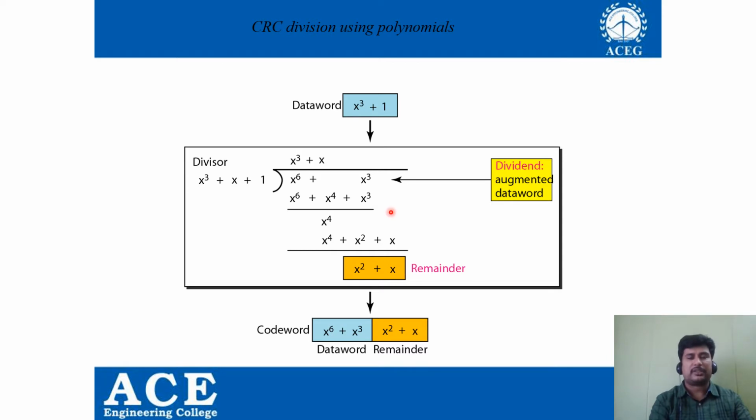So initially we started making an assumption that the redundant bits are zeros. Now we have to replace the redundant bit values with x square plus x. So the total code word which we are going to transmit is x power 6 plus x cube plus x square plus x.